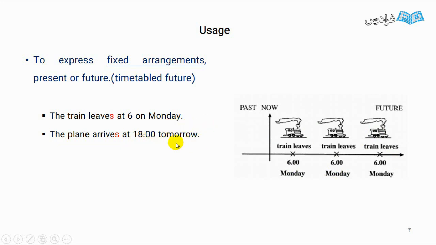I'm talking about the future. But look at this timeline. Train leaves at 6 on Monday. Next Monday again 6. Next Monday again 6. It shows us that this is a timetable. We can use present simple to talk about fixed arrangements, present or future.